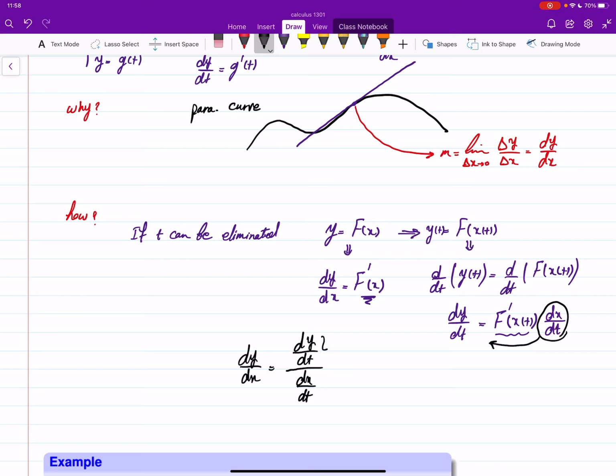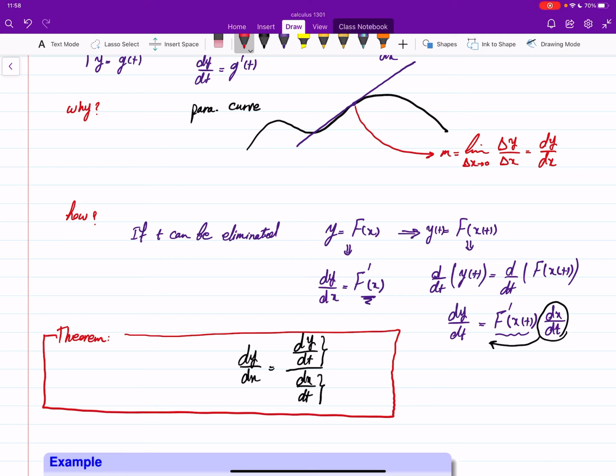You see that this part is easy to do. This part is easy to do. And then you divide them. That will give you dy/dx. So this is just part of the proof of the theorem when we can eliminate t. In general, you can prove the same result, and I'm not going to go over that, and just use this one as the formula for us.